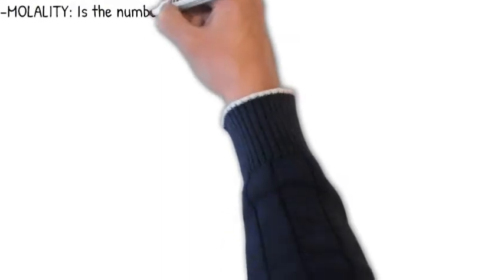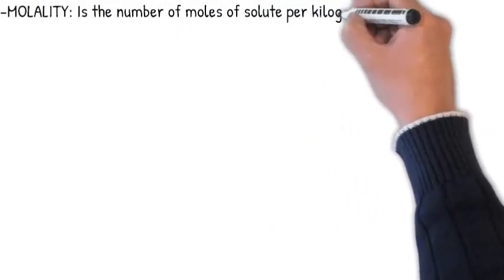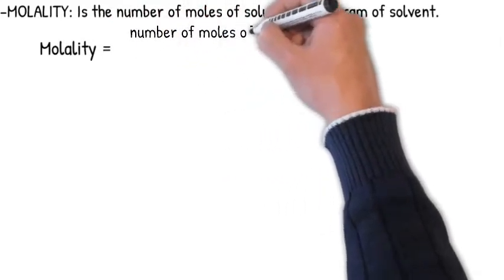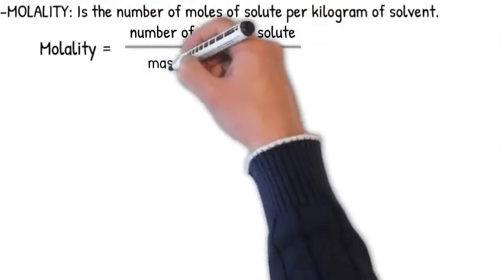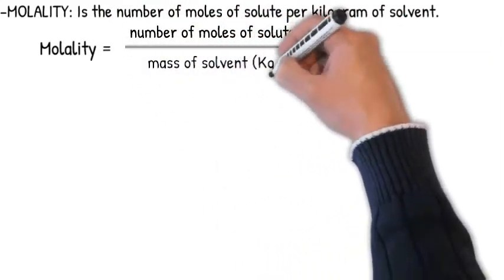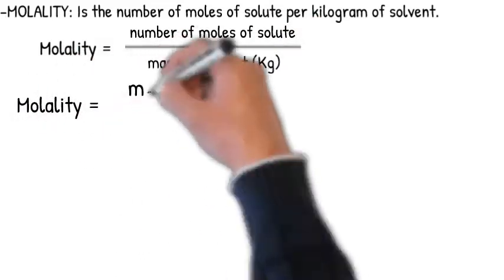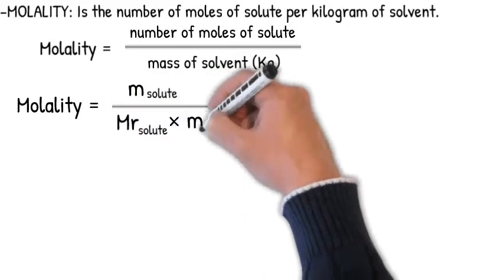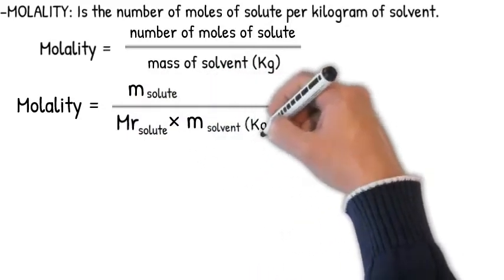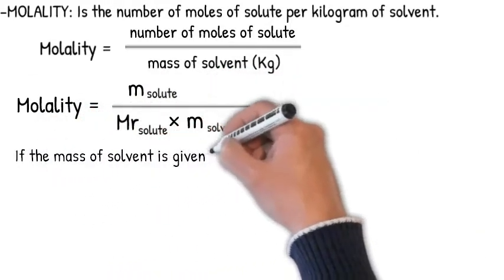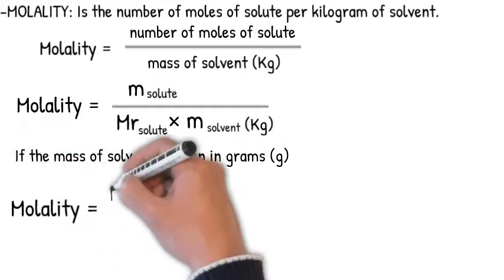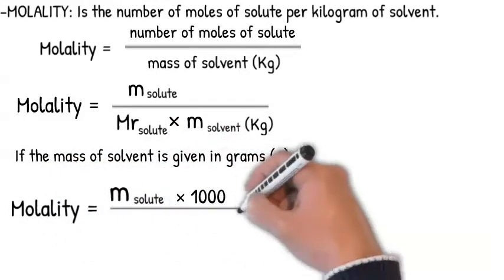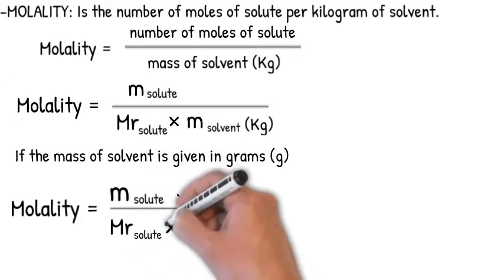Molality is the number of moles of solute per kilogram of solvent. Molality equals number of moles of solute divided by mass of solvent in kilograms. Molality equals mass of solute divided by molar mass of solute times mass of solvent in kilograms. If the mass of solvent is given in grams, then molality equals mass of solute times 1000 divided by molar mass of solute times mass of solvent.